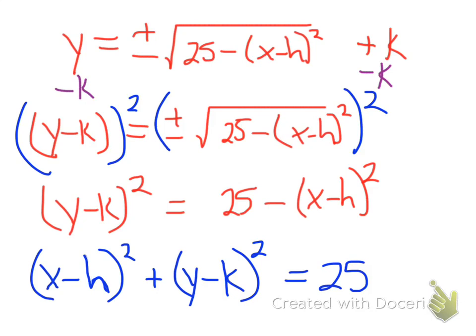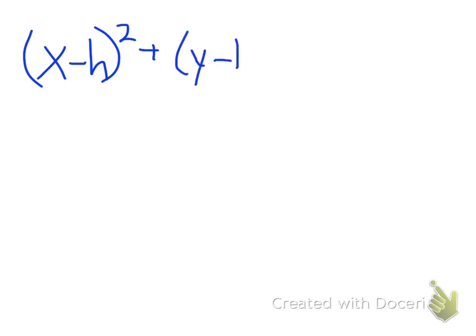So it has been horizontally shifted and vertically shifted, so the center is (h, k) and it has a radius of 5, which is the square root of that number there. That gives us the general equation of any circle to be x minus h squared plus y minus k squared equals the radius squared.